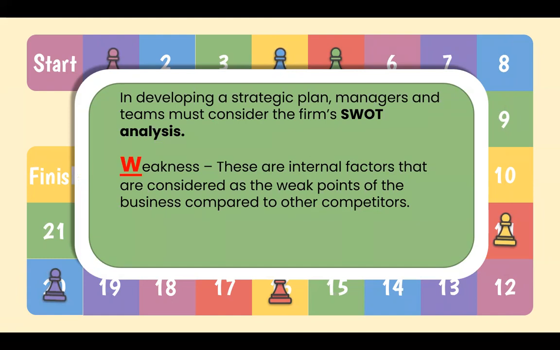W, weaknesses. These are internal factors that are considered as the weak points of the business compared to other competitors. Examples of weaknesses are poor product quality, low popularity, high price, weak management, lack of skilled workers, unattractive designs, high cost of production.